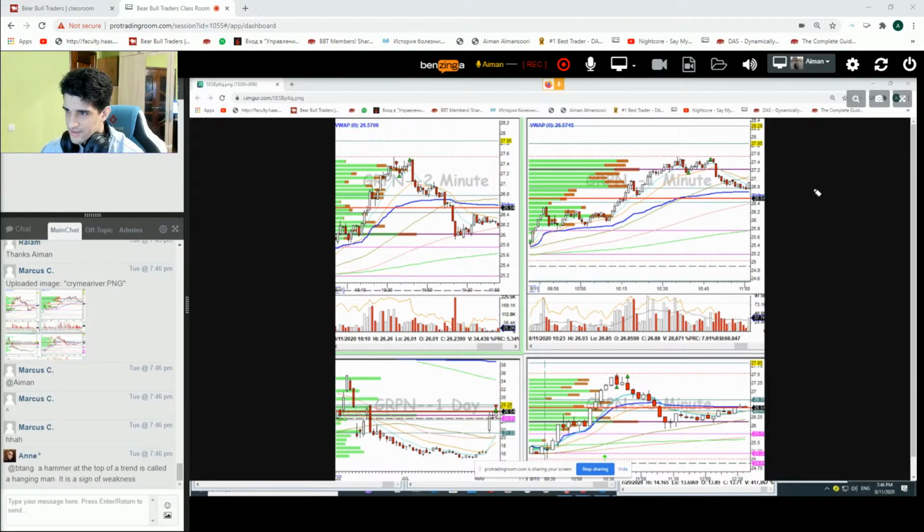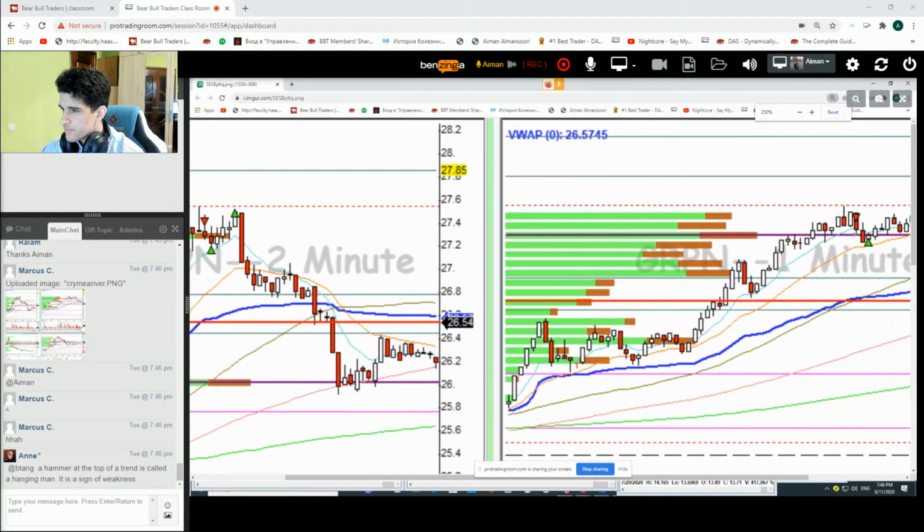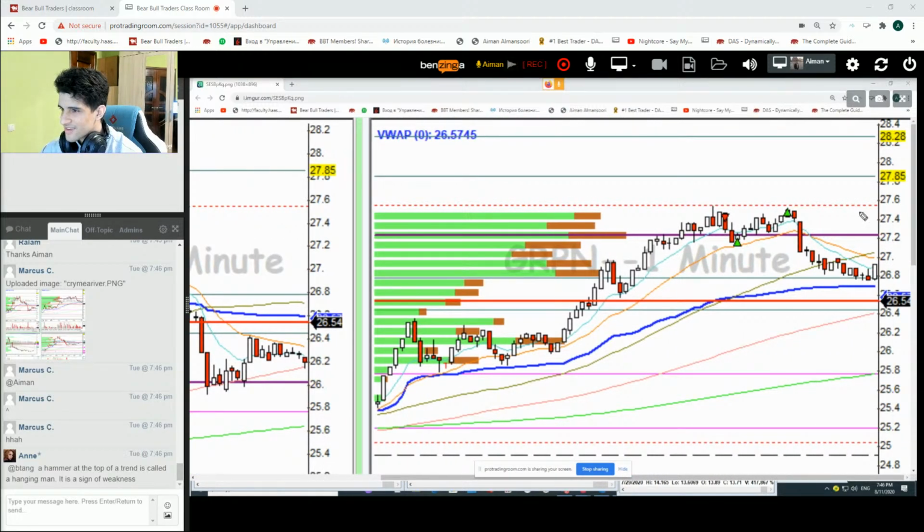The entry wasn't bad, right? I personally would have waited for a 4-bar play here. Why is that? We're having a reversal candle on the 2-minute chart, but on the 1-minute chart we're having engulfings, and I don't like taking it after engulfings. I would have waited for a 4-bar play, which is this. What I wouldn't have liked is it breaking the low at the 4th bar play.